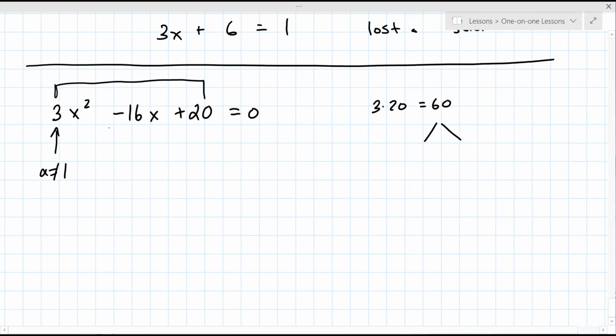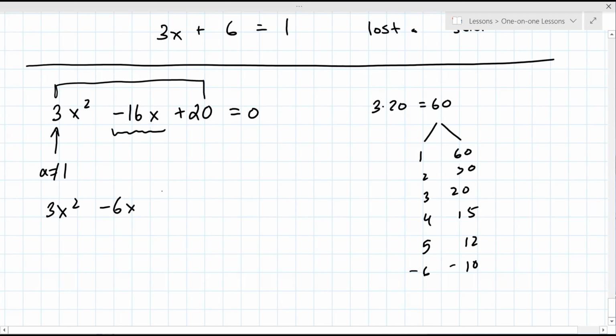Okay. So like 1 and 60, nope. 2 and 30, nope. 3 and 20, 4 and 15, 5 and 12, 6 and 10. Hooray, I found them. Do these as is add up to negative 16? No. But if they're both negative, they do. Yes. So you take this right here, and it becomes minus 6x minus 10x plus 20, because these add up to that. And then you do what's called factor by grouping.